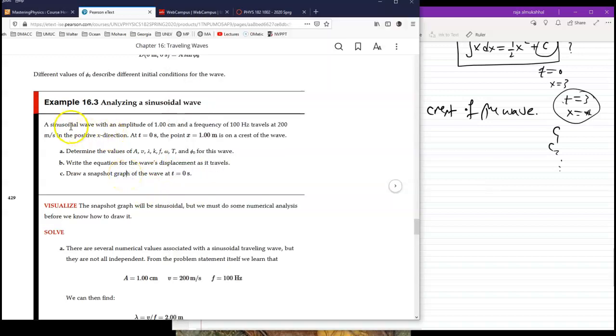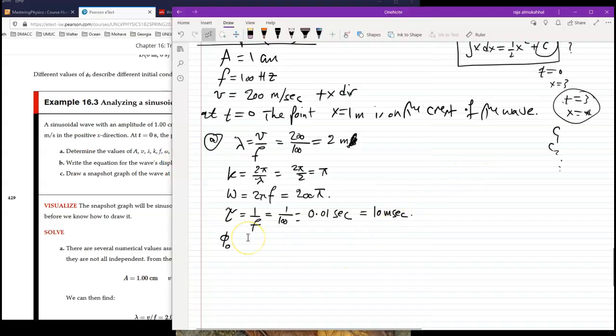He said sinusoidal wave with amplitude 1 centimeter. We said find A. Well, that is given to us right there. And then V, lambda, K, F, omega, T, all of that is given to us. Great. And then the last one we need to find is phi naught. Again, what is phi naught? Remember I told you it is the phase constant.